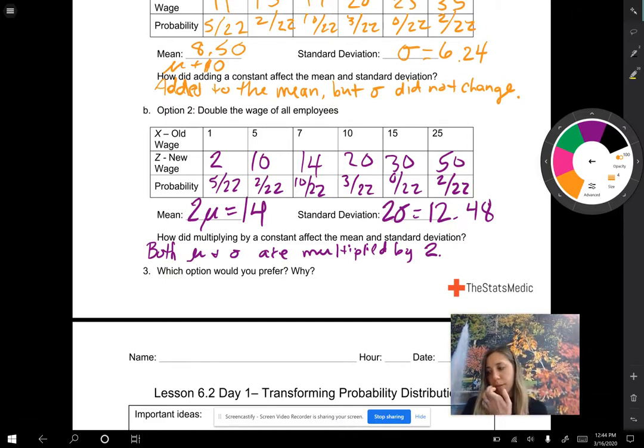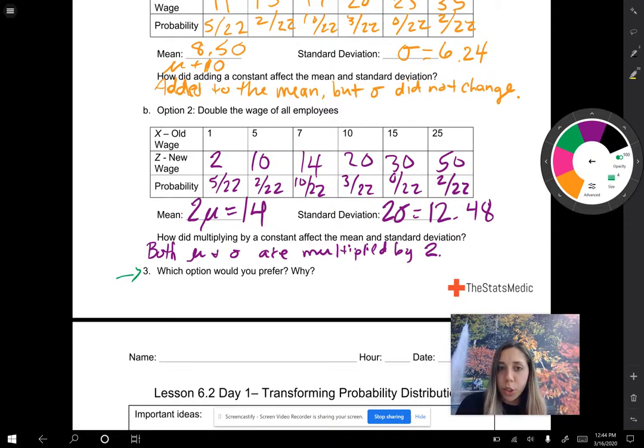Which option would you prefer? There are a few different ways to answer number 3, so I'm just going to discuss those. The good thing about adding 10 to everyone's wage is that you get an increase in your average wage, and the variability, the standard deviation, stays the same. So everyone increases, and you don't get a change in variability.